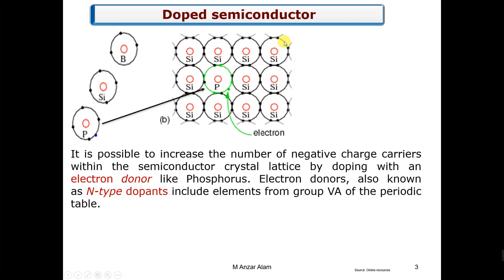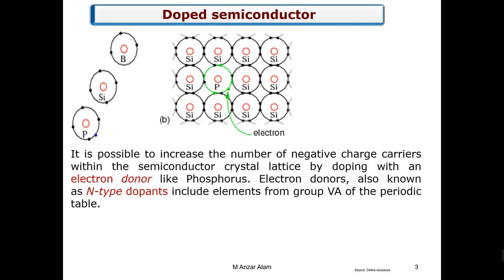So the new name of this silicon after doping with the n-type dopant is n-type silicon or n-type material, because it has free electrons, so it's negative charge. N refers indirectly to the electrons. After doping with the phosphorus atom, this new crystal is named n-type semiconductor material. It's not pure semiconductor material.